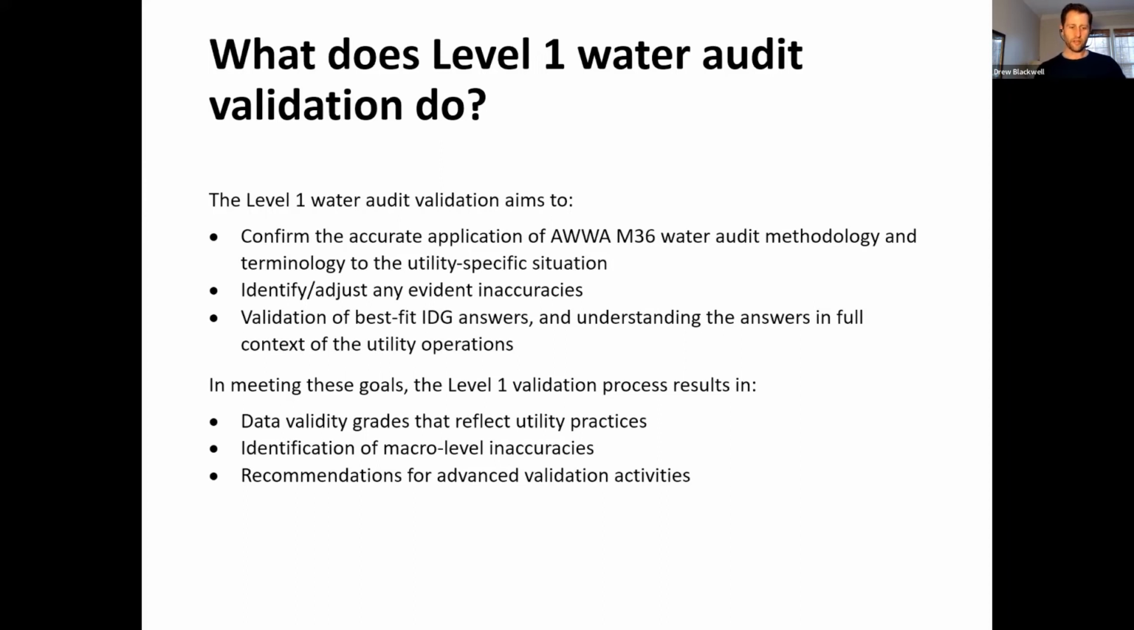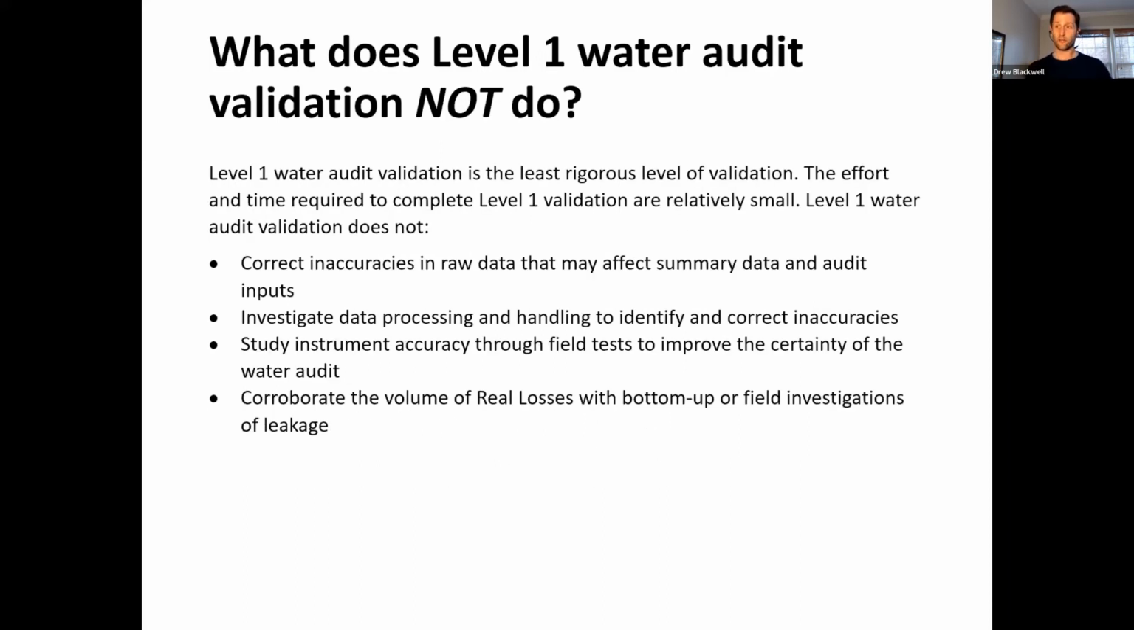But there's some things that a level 1 validation does not do also. So it's not correcting any inaccuracies that you have in the raw data. It might pinpoint some areas that may need attention, but it's not correcting any inaccuracies in the raw data that affect that summary level information. It's not going to investigate anything as far as your data processing and handling to identify the correct inaccuracies.